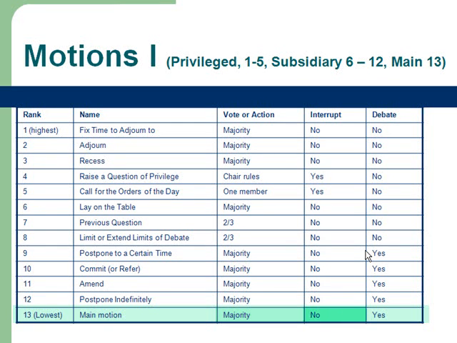No one can interrupt when the main motion cannot interrupt any other business. So if there's already a main motion, another main motion can't interrupt that and come online, and it is debatable.